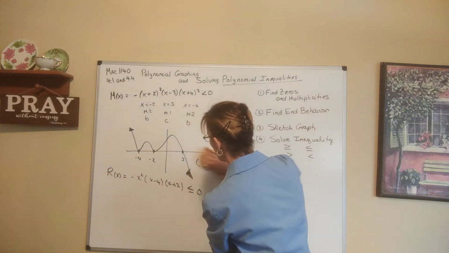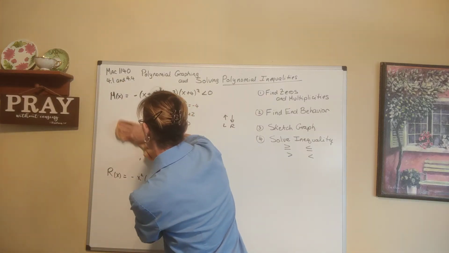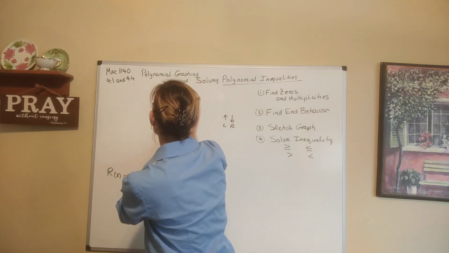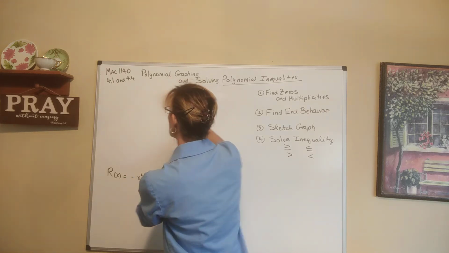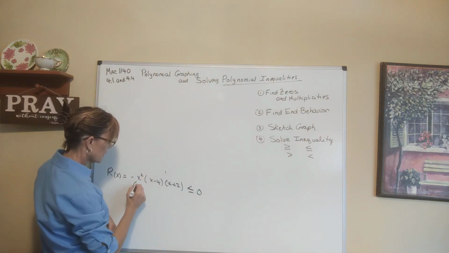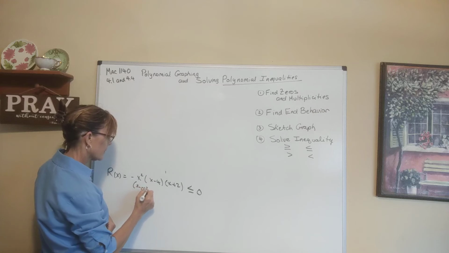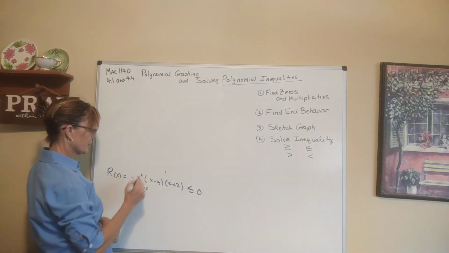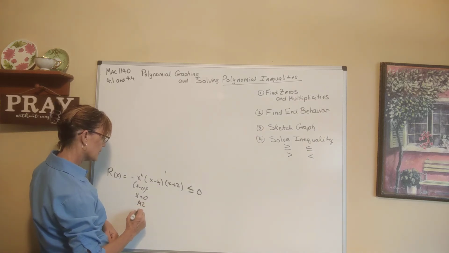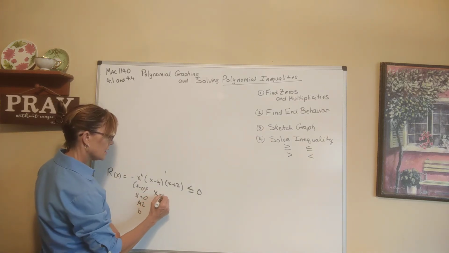So let me make space for this one. The zeros. The first 0 is x equals 0. Sometimes that's hard to spot, but you can think of this x squared term as (x minus 0) squared, if that is helpful. But the first 0 is x is equal to 0. It has a multiplicity of 2. It's going to bounce.